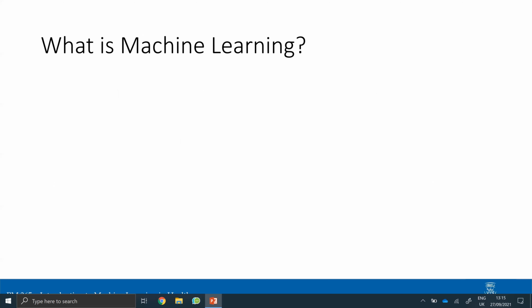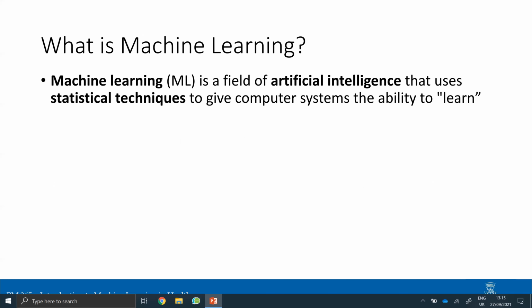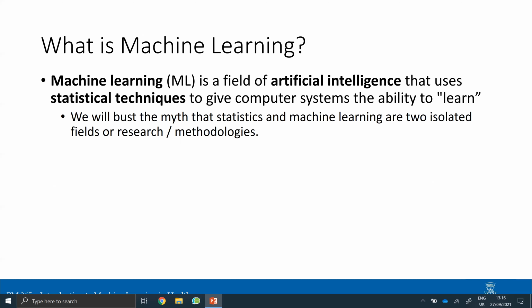So what is machine learning? Well, machine learning is a field of artificial intelligence that uses statistical techniques to give computer systems the ability to learn. The first thing to say is that artificial intelligence isn't machine learning. They're not the same thing. Artificial intelligence is a much wider infrastructure, if you like, and machine learning is just a subset of artificial intelligence.